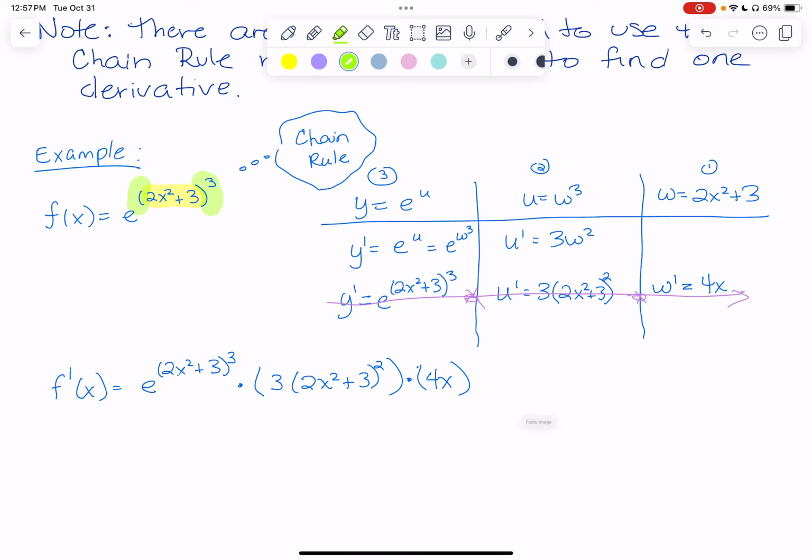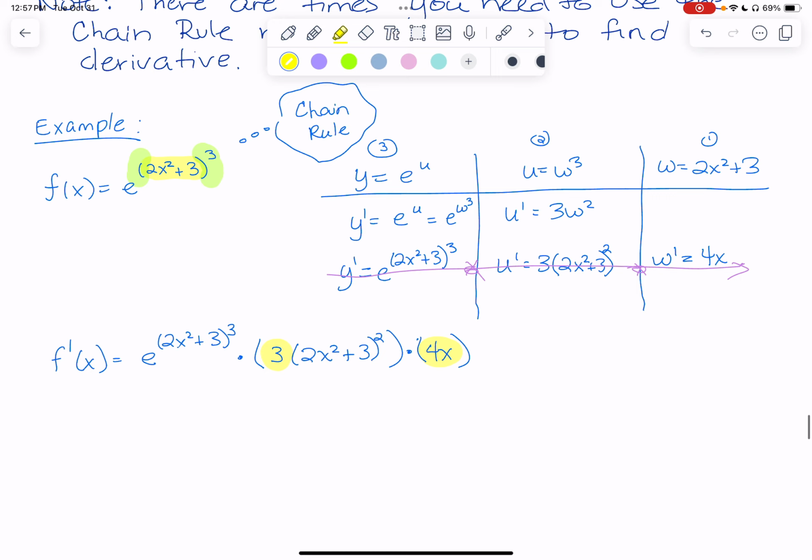All right, I have a couple terms I can put together here. Let's change back to yellow. I see this and this, the 3 here and the 4x there. We're multiplying across, so I'm going to multiply those two together. I'm going to get a 12x.